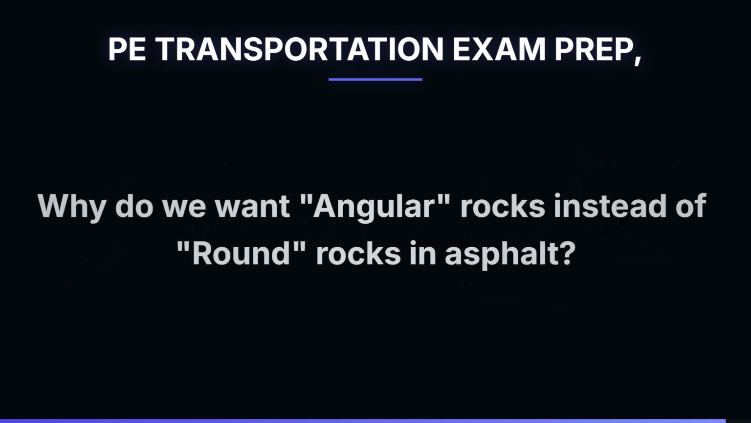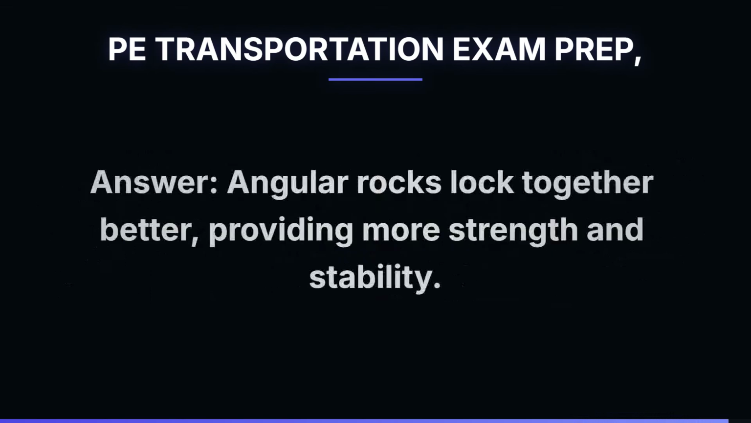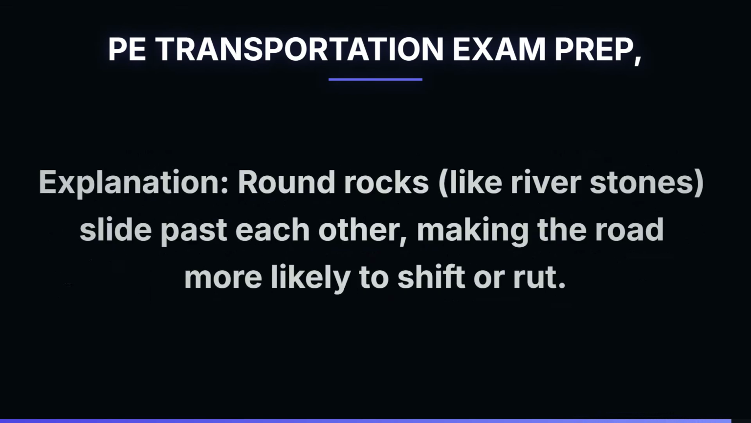5. Why do we want angular rocks instead of round rocks in asphalt? Answer: angular rocks lock together better, providing more strength and stability. Explanation: round rocks, like river stones, slide past each other, making the road more likely to shift or rut.